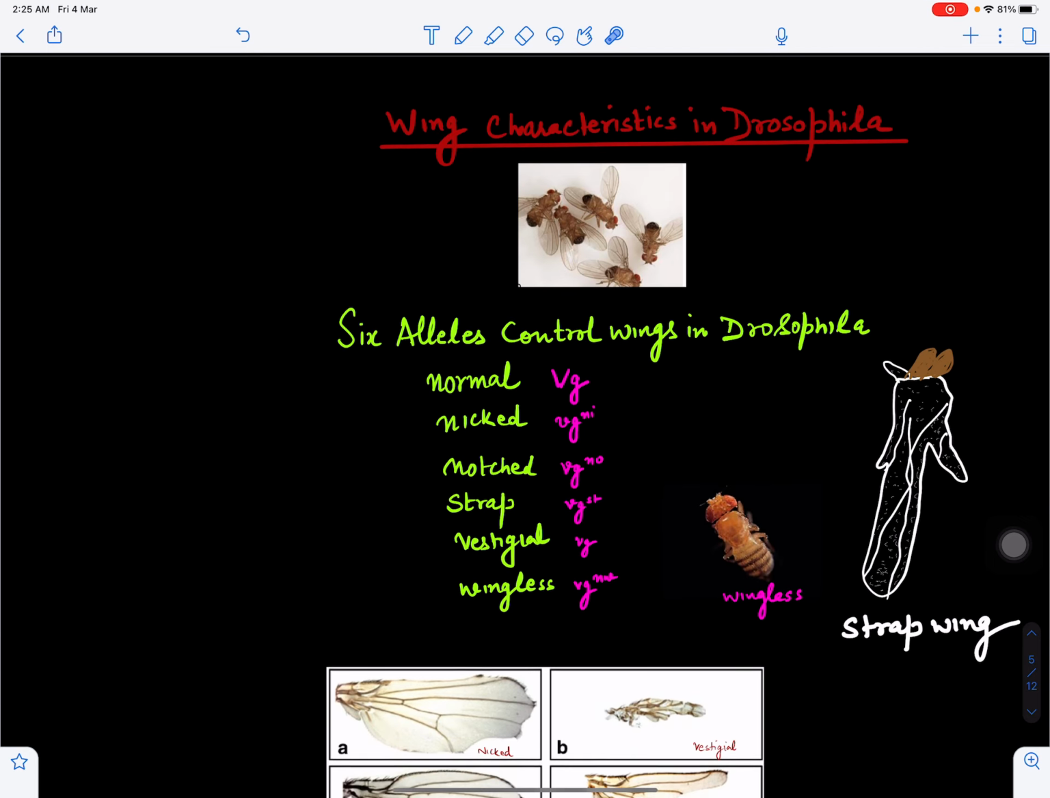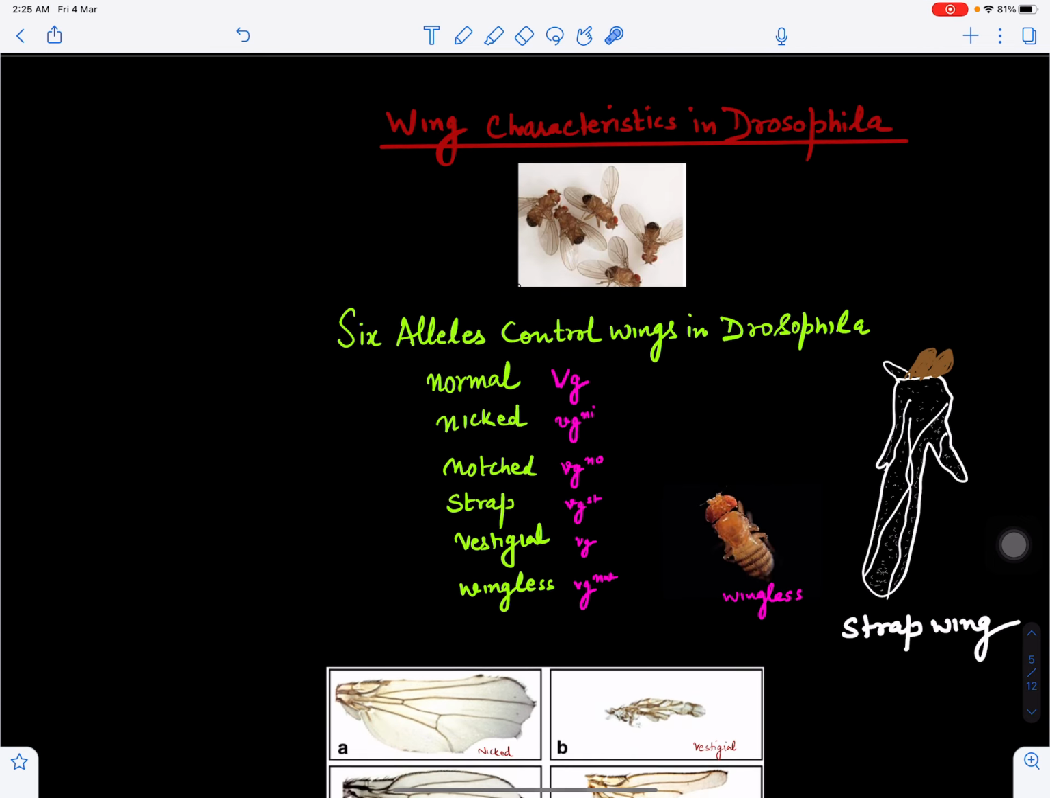We can see this is a fly, and these are its wings, right? So these wings are normal wings. And if wings are not there, this is wingless. Drosophila doesn't have wings, so this is wingless. If wings are there, these are its wings. So this wing formation is controlled in Drosophila by 6 alleles.